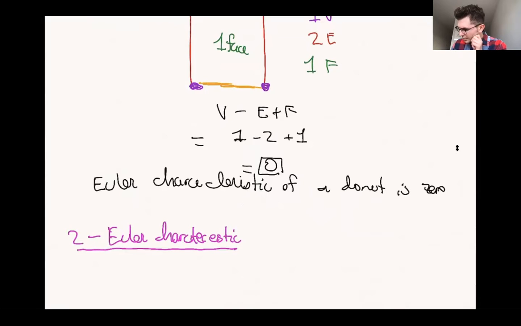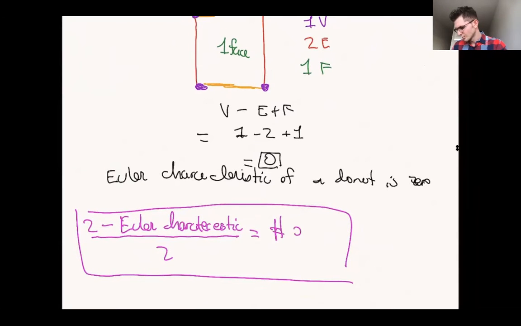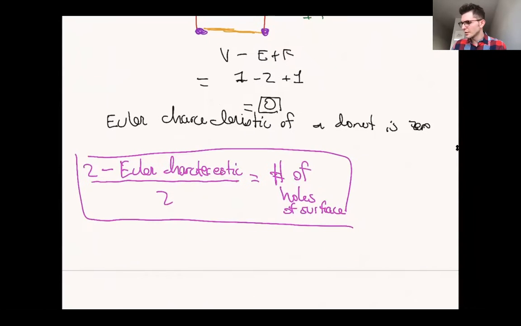Sorry, let me write it. I'll try to explain this next time. But what's happening is that if you do 2 minus the Euler characteristic, divided by 2, that gives you the number of holes of your surface. So the idea is that the sphere has no holes.